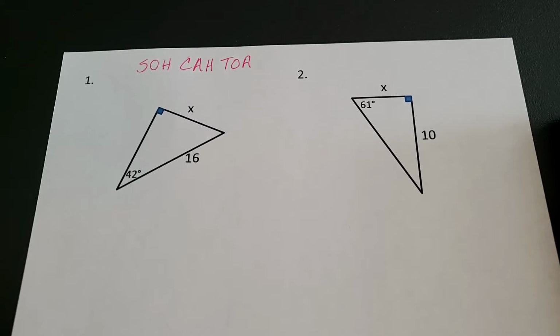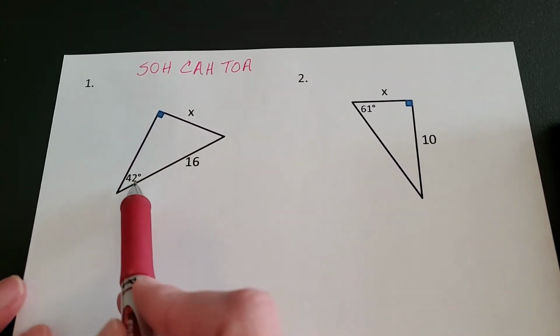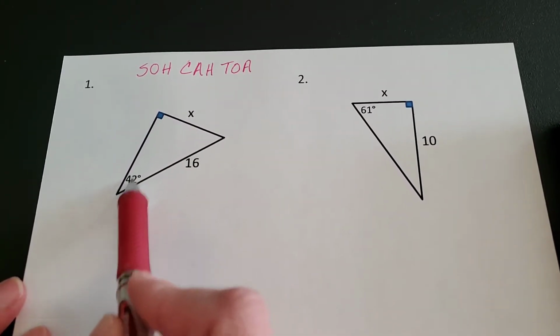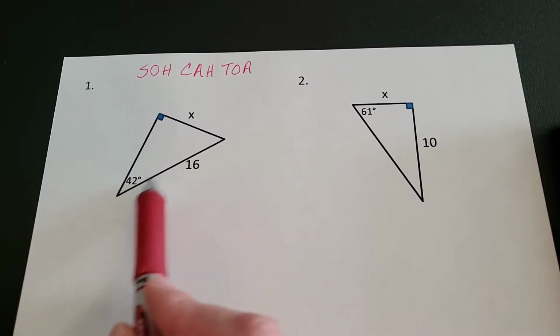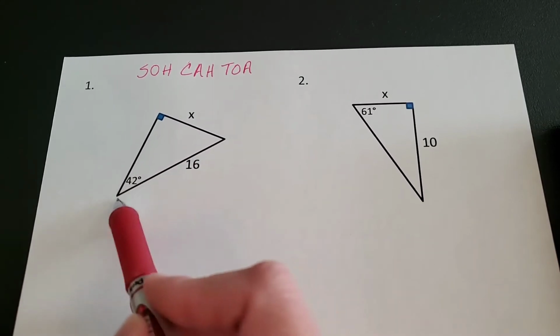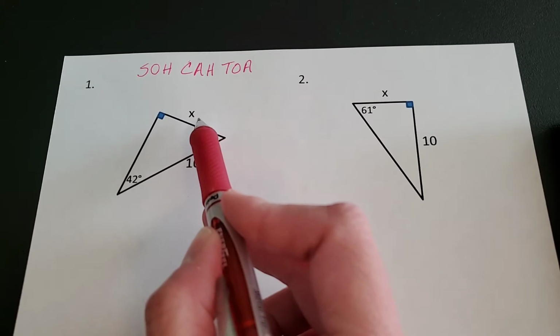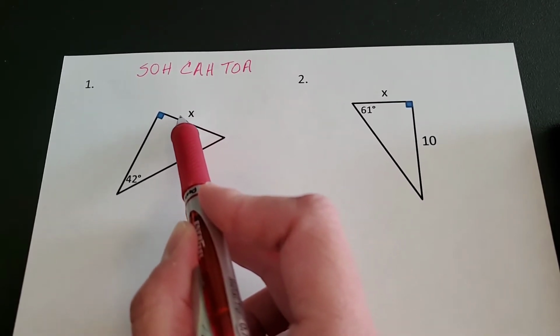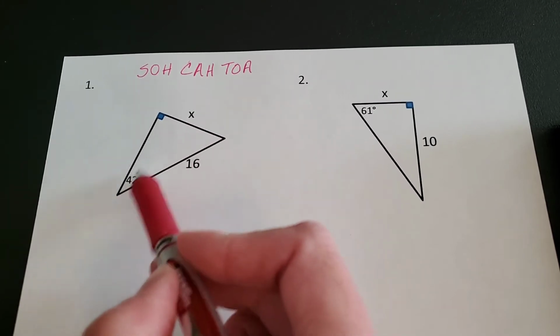Now remember that this only works in a right triangle. You have to have a 90-degree angle. So if I look at this triangle here, notice I know this angle, 42 degrees. It is a right triangle. And then I know this side here, 16. This is opposite the 90-degree angle, so that's the hypotenuse. I know the hypotenuse, and I want to find this side x. That side x is opposite that 42-degree angle.